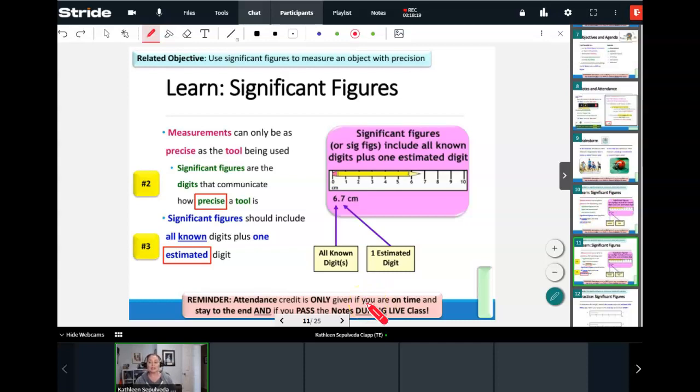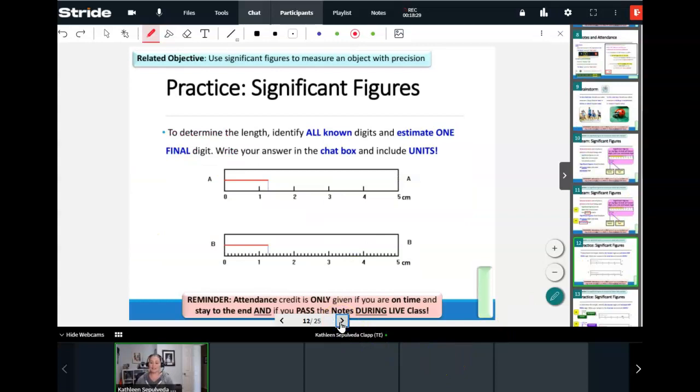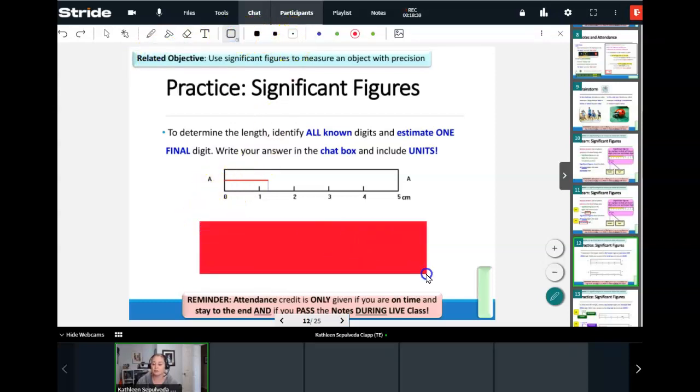Let's go ahead and practice a little bit of these significant figures. So let me go ahead and clear these out. And awesome. Thank you, Braden. All right, so let's practice. Now, I'm going to cover up this first one just because I don't want anybody looking at it. I don't want anybody getting confused. So I'm going to cover up right here. Okay, let's take a look at this first one before we do any of it. So I'm going to determine the length, identifying all my known digits and my one estimated digit. We're going to write our answers in the chat box and include our units.